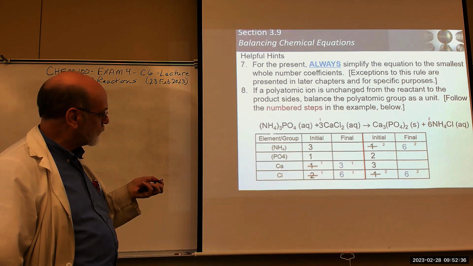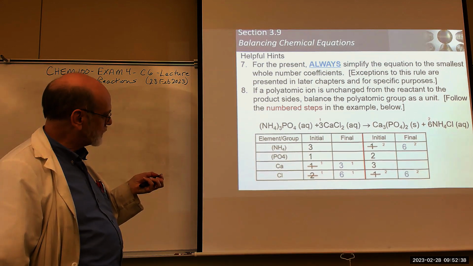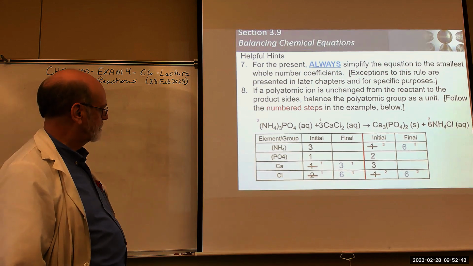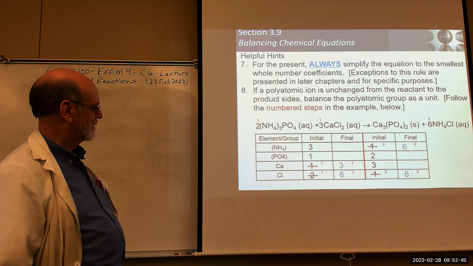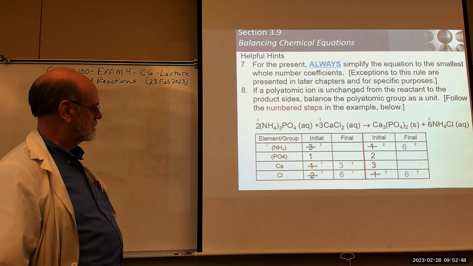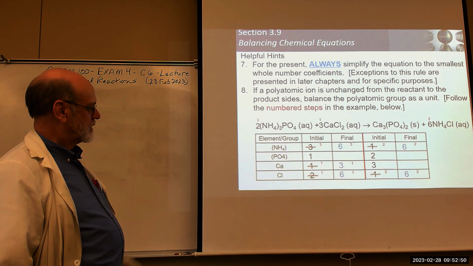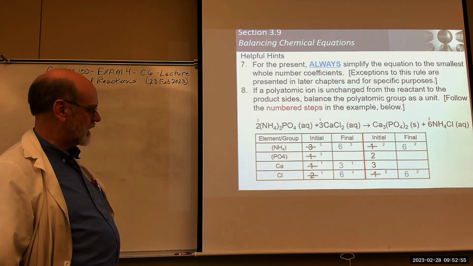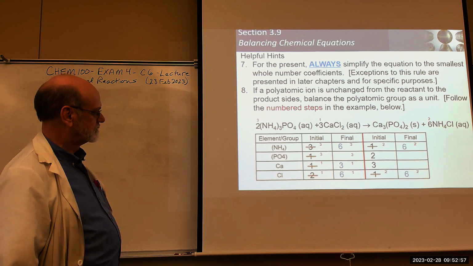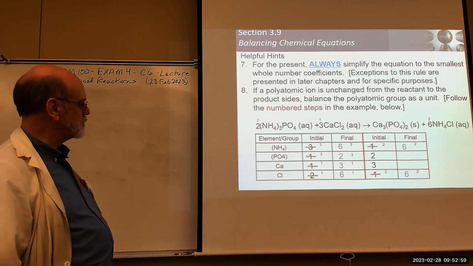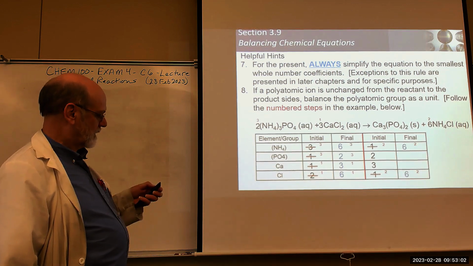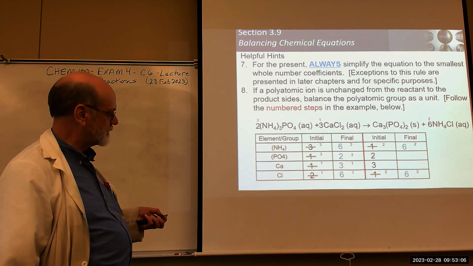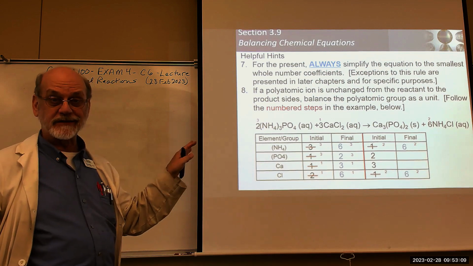So we've already got 3 in this unit. So if we put a 2 out here, that will give us 6 ammonium. Here we go. We got 6 ammonium, but we've changed the phosphate also. So we have to retally that. Okay, there are 2 phosphates. And if you take a quick look, 6, 6, 2, 2, 3, 3, and 6, 6. Our equation is balanced.